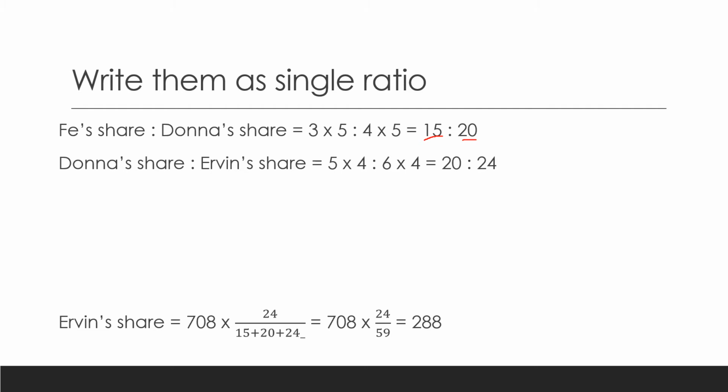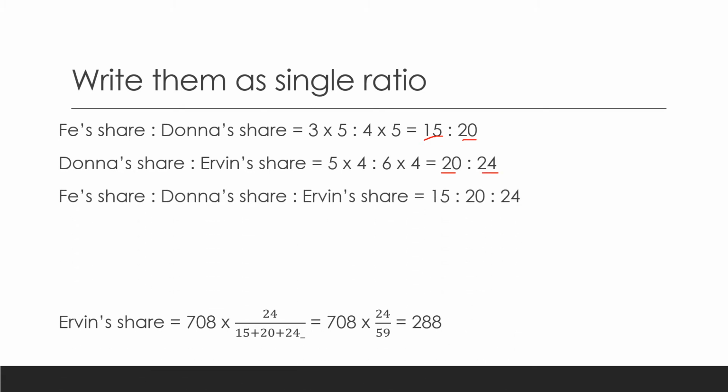So ayan, ha? Okay? Next, for Donna's share to Ervin's share, we multiplied both by 4. So 5 times 4 is 20. 6 times 4 is 24.